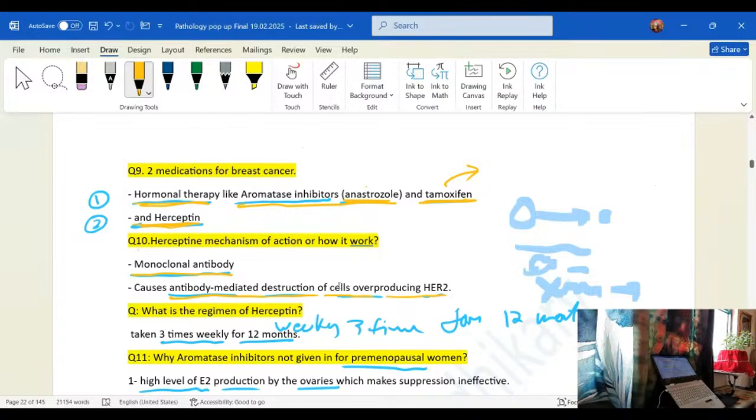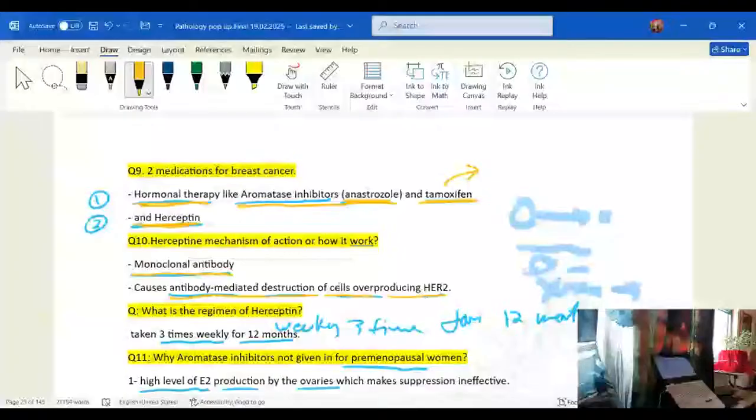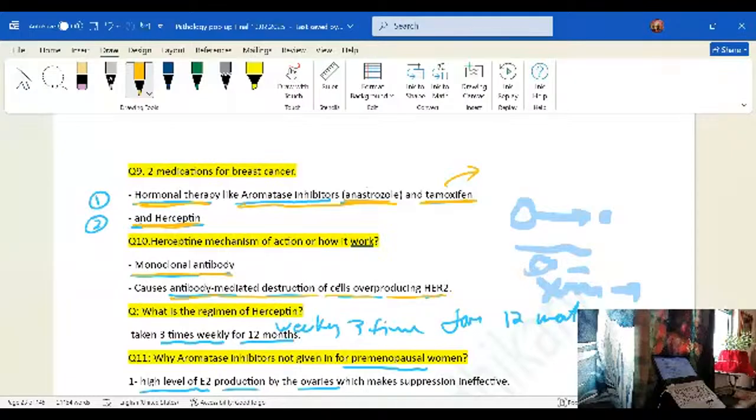Two medications for breast cancer. If the patient is premenopausal, we can give tamoxifen, and for postmenopausal, aromatase inhibitors and Herceptin. Okay. Herceptin mechanism of action and how it works.